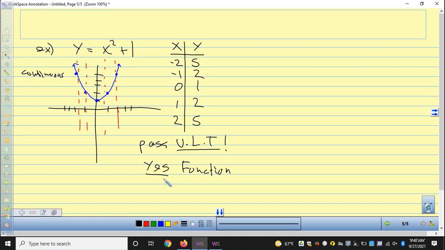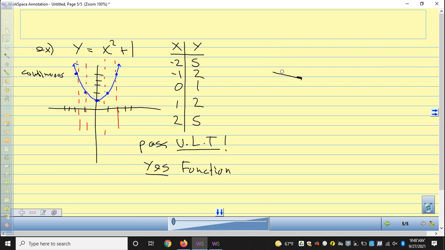All right. Questions on that example? Yes? Can you just say that it's a function because one line connects it all? No, because you could have a graph that looked like this. If we turned this sideways, then one line would still connect it, but it would fail the vertical line test.